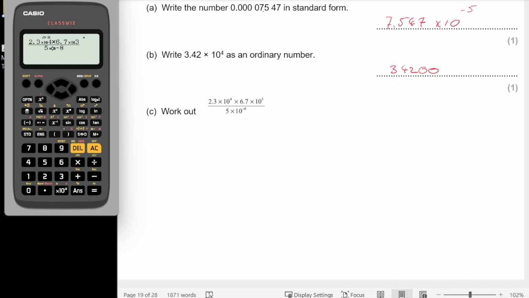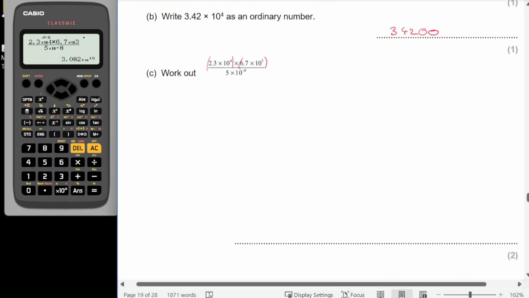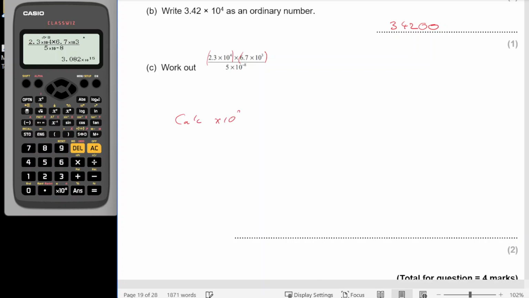Double check I've typed it incorrectly. I normally like to put brackets around here and here, but I don't really need to. So that's going to give me 3.082 times 10 to the 15. So I'm going to say that I use my calc, times by 10 to the x button, just to show what I've done. So I'm looking at 3.082 times by 10 to the 15.